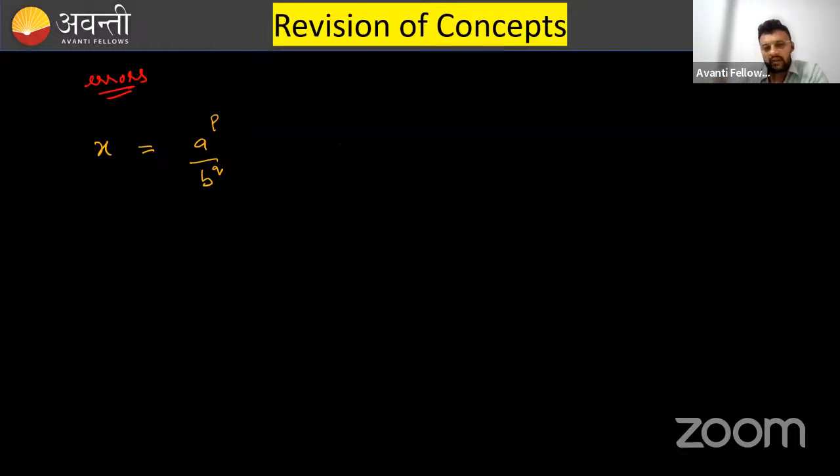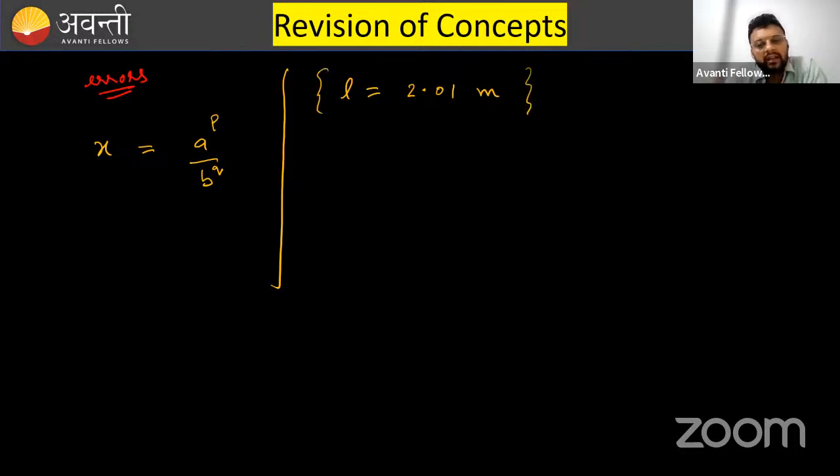Now tell me, for example, in a measurement, it is written that the measurement of length is 2.01 meter. Then only with this data, what will be the error in the measurement of length?